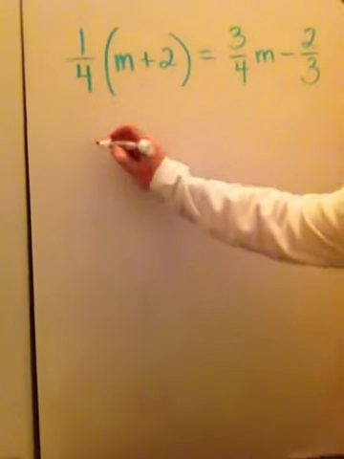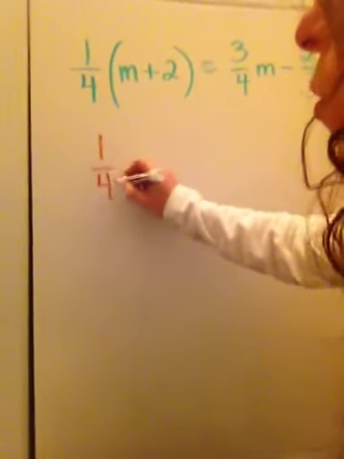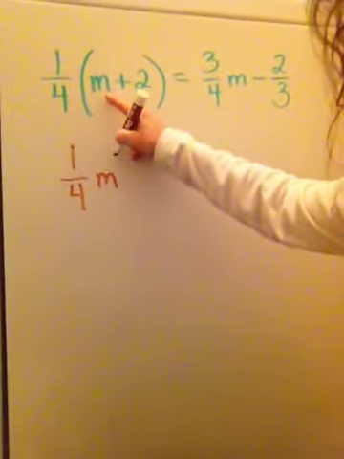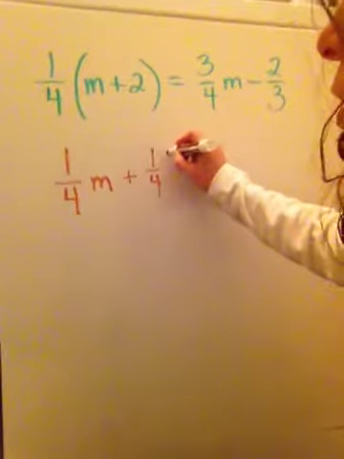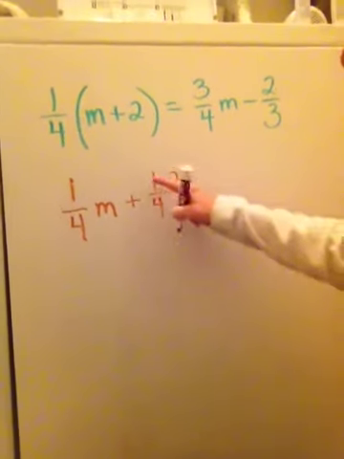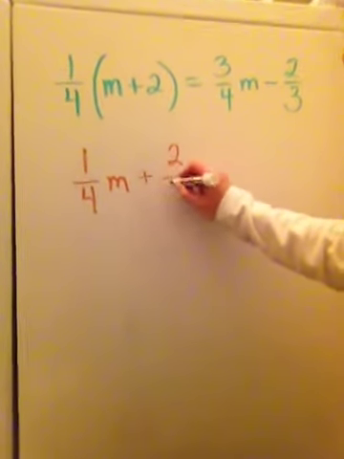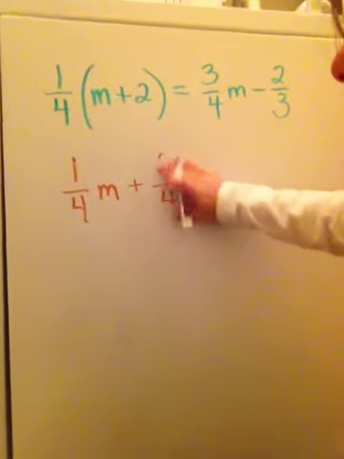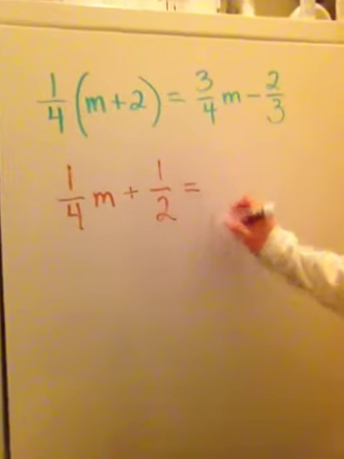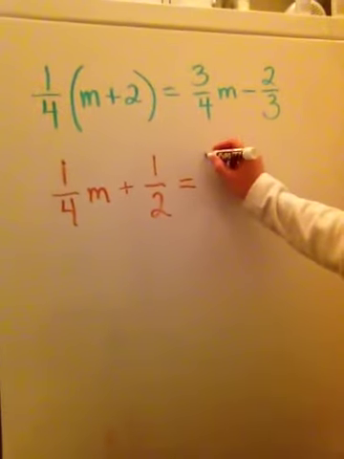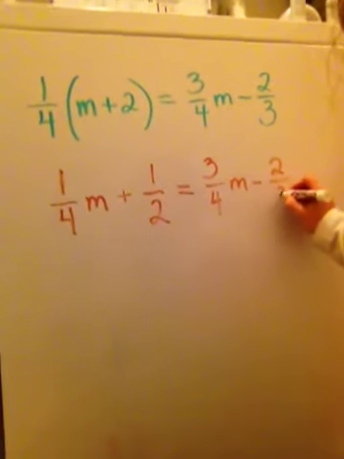So we distribute the 1/4 through, and we end up with 1/4 times m, then 1/4 times 2, so we have 1/4 times 2 over 1, which is 2 over 4, which is 1/2. And you can reduce, or you don't have to. Where we're going to be multiplying, it would be fine to just leave it. And then we have 3/4 m on the other side. There's no distributing on the other side, so I'm just going to write it.